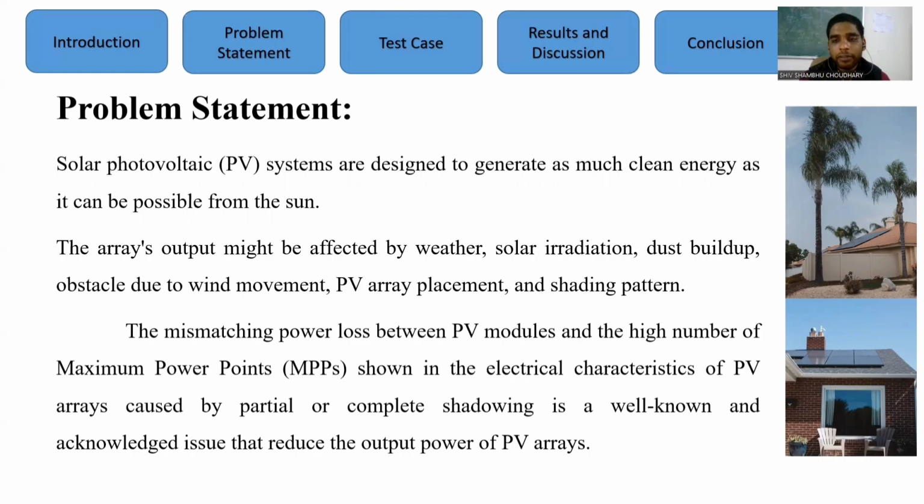The impact of many of the parameters mentioned above can be reduced, such as dust buildup, which can be reduced by proper cleaning of the modules. The PV array placement can be checked on the design side. However, the mismatching power loss between the PV modules and the high number of maximum power points in the electrical characteristic of the PV array caused by partial or complete shadowing is a well-known and acknowledged issue that reduces the output power of a PV array.